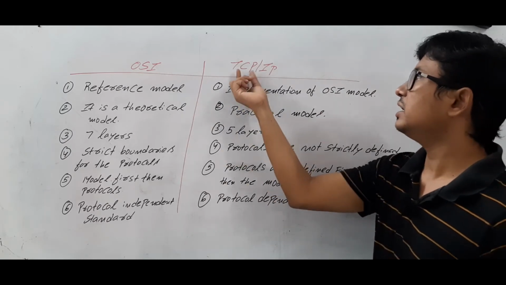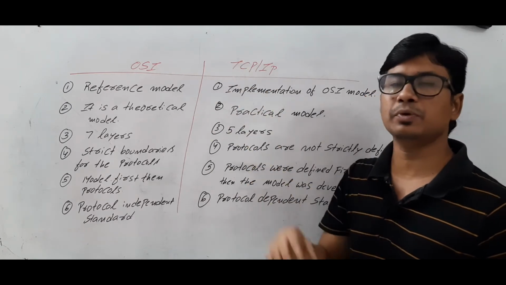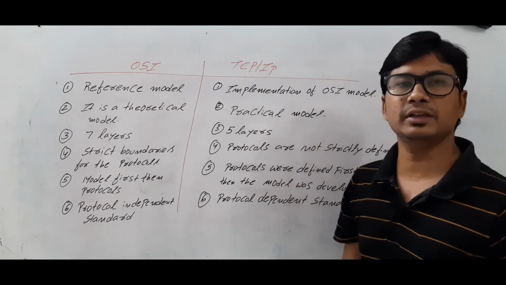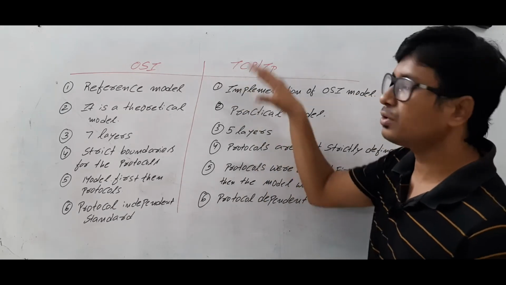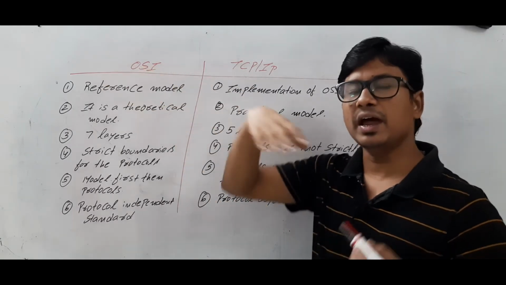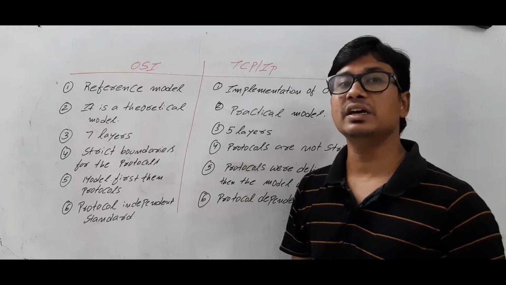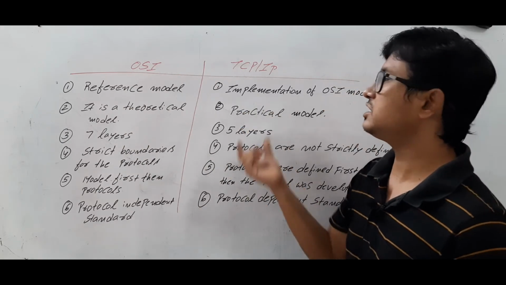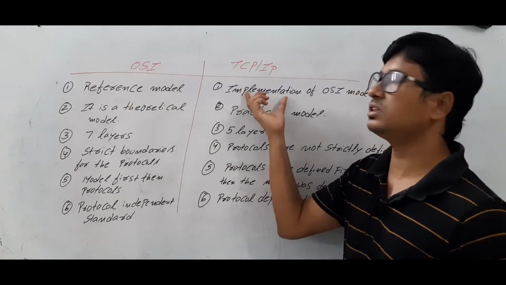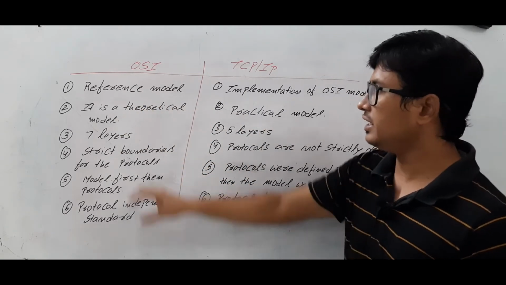The TCP protocol will be in the transport layer and the IP protocol will be in the network layer. In TCP/IP, the protocols were developed first and then the model, whereas in OSI the model was developed and then the protocols. That's why we call OSI a reference model, whereas TCP/IP is the implementation version of the OSI model. I will call TCP/IP a practical model and OSI a theoretical model. And OSI consists of 7 layers.